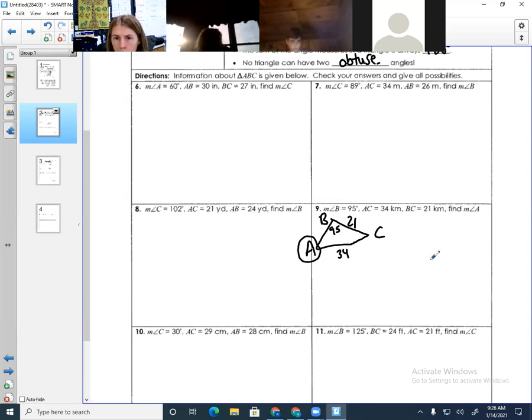Sine of 95 over 34 is equal to sine of x over 21. Over what? 21. 21, yep. Great job. All right, guys, go ahead and multiply across and solve it. And let's see if you guys remember. I'm gonna work it out here and we'll make sure you get the same thing.